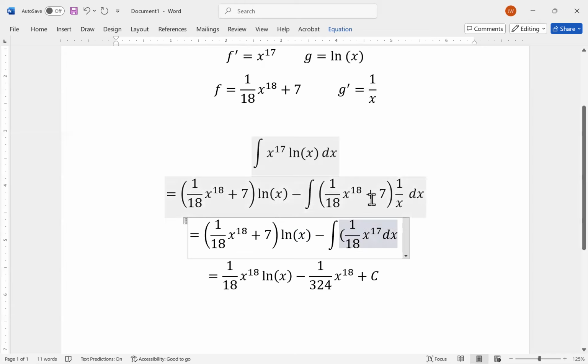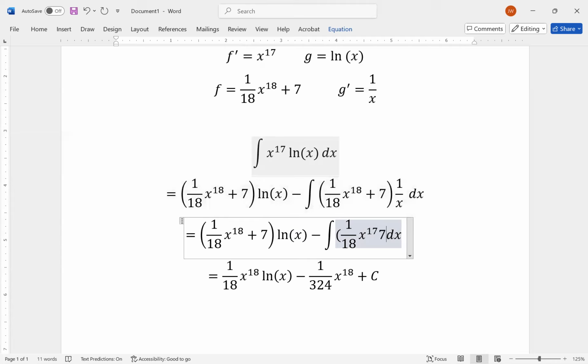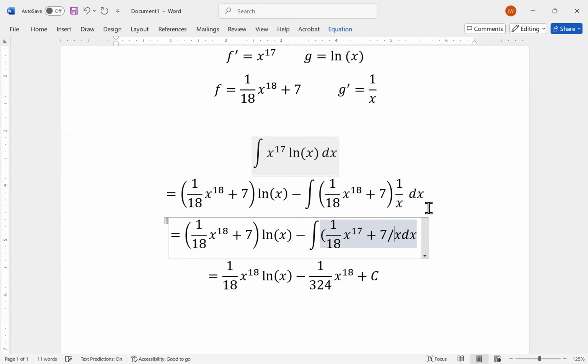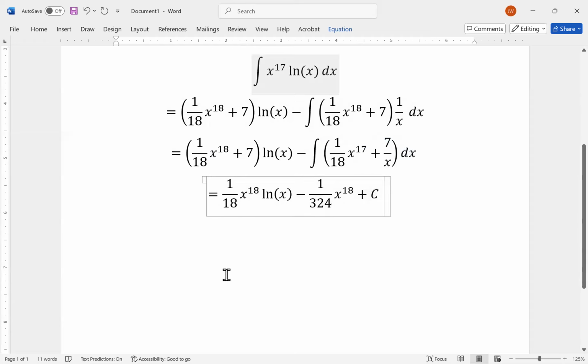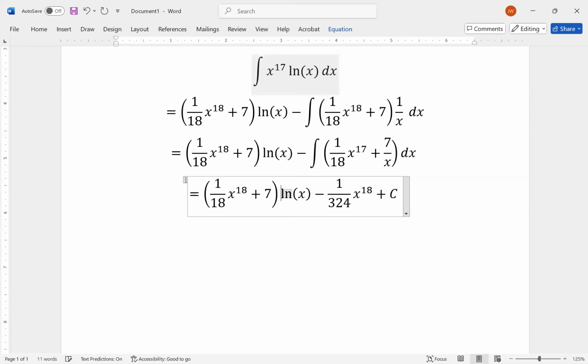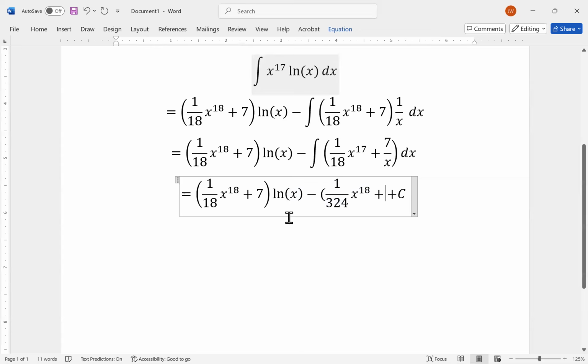And then when I take 7 times 1 over x, I would get 7 over x. And then when I integrated, my answer would have had 1 over 18 x to the 18th plus 7 times natural log of x minus 1 over 324 x to the 18th. And then what happens when I integrate 7 over x is I get 7 times natural log.